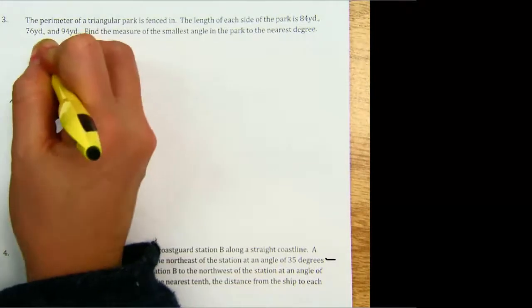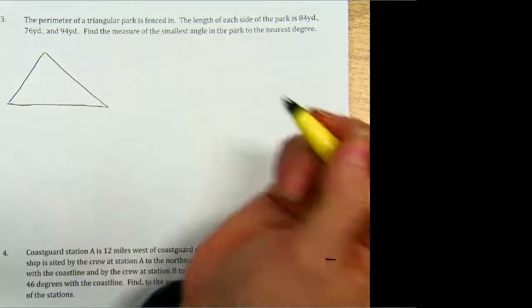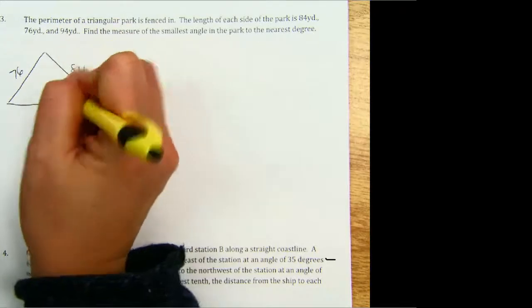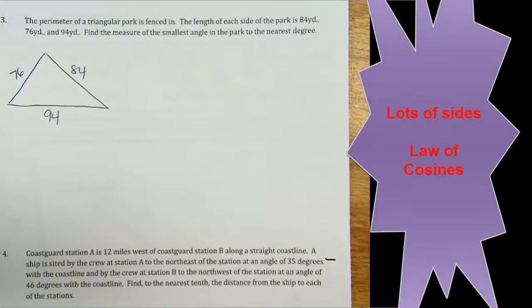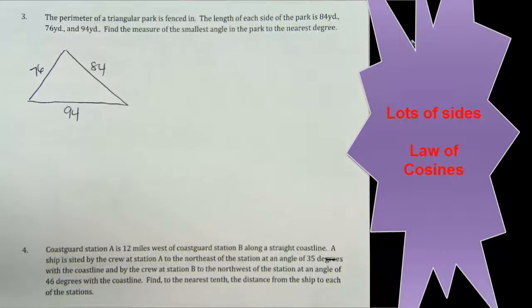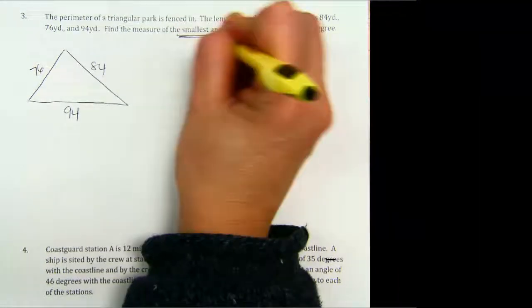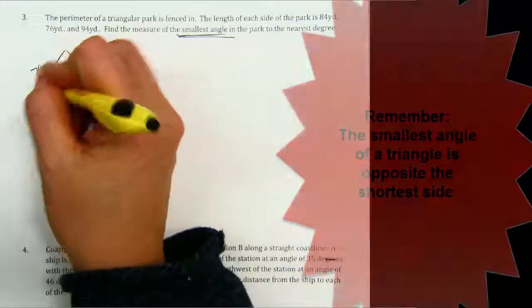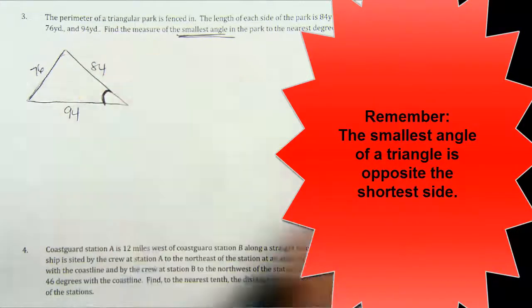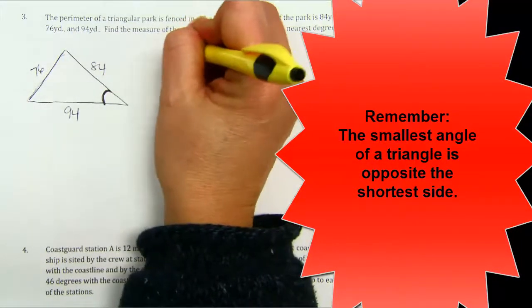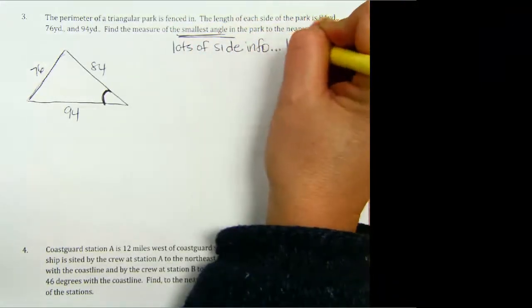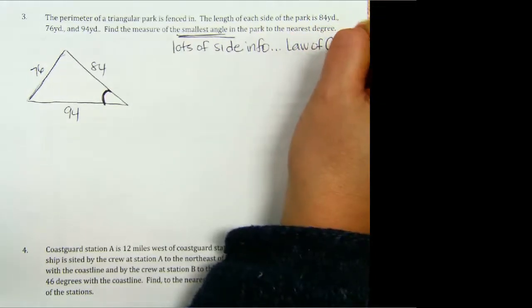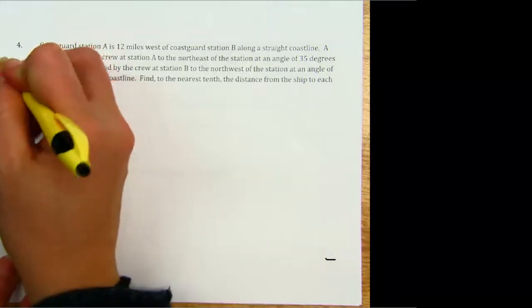For number 3, we're talking about the perimeter of a rectangular park and that being fenced in. The lengths of each side of the fence are 76, 84, and 94. You're going to find the measure of the smallest angle of the park to the nearest degree. Lots of sides means law of cosines. You're looking for the smallest angle, which is opposite the shortest side. So lots of sides, looking for an angle, that's our law of cosines. When they don't label a triangle for me, I use ABC in the order it's given on the formula sheet.